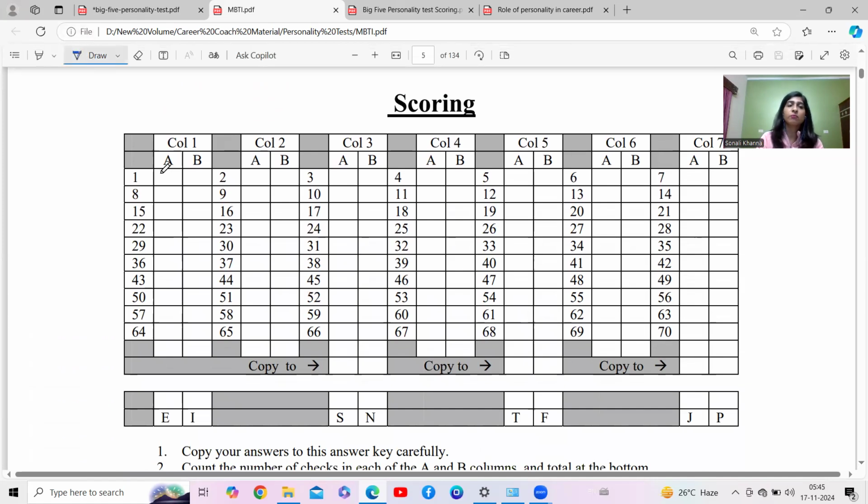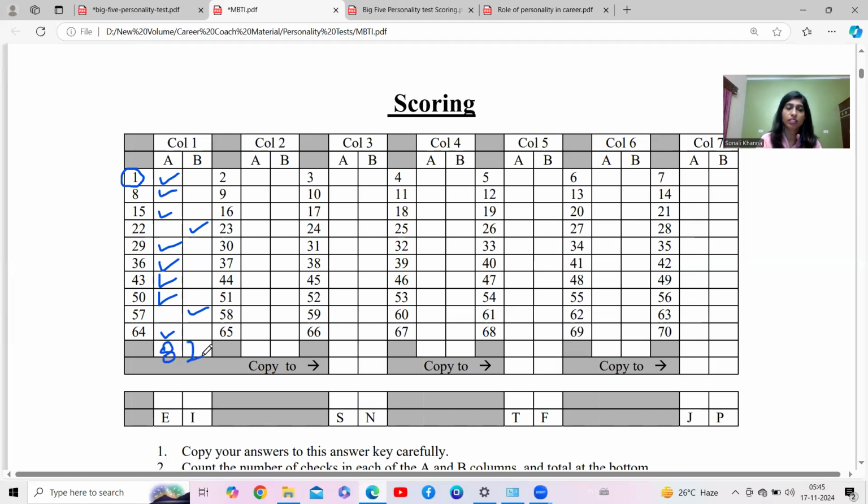Let's suppose in item number 1, you can see 1 is written. My subject has put a tick on the A option. In 8 also, she has put a tick on A. In 15 also, it's A. In 22, she has put a tick on B. In 29, it's A. Here again, it's A. It's B. And A again. So I have to count the number of ticks. That comes down to 8. I'll write 8 here, and I'll put down my score of 2 here. So it means that the combination from E and I is E for my subject.